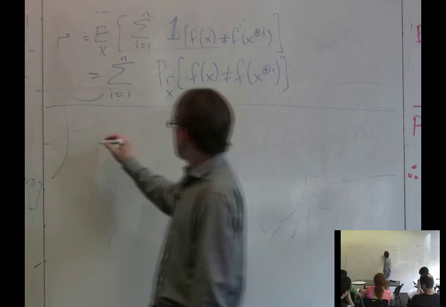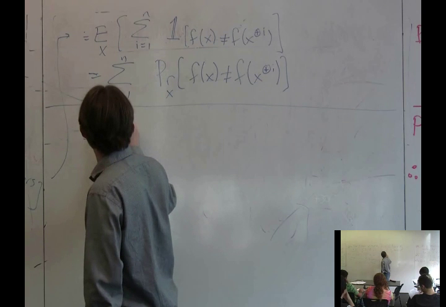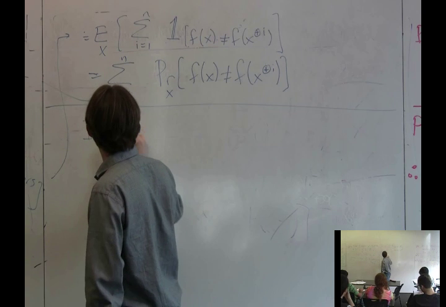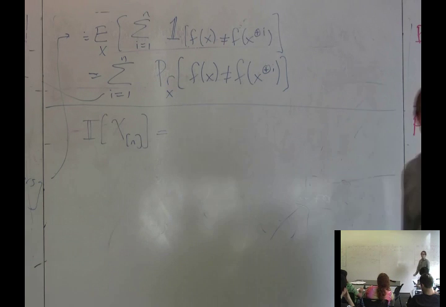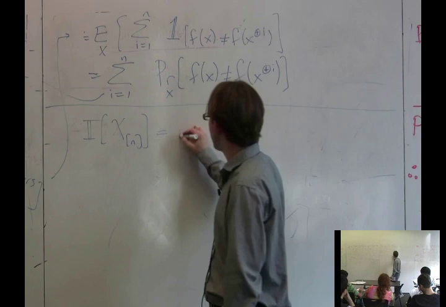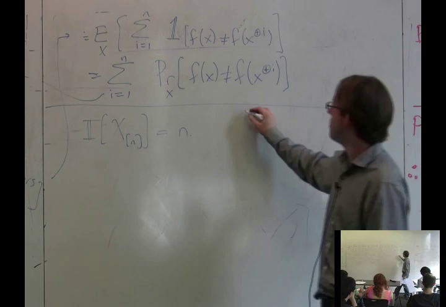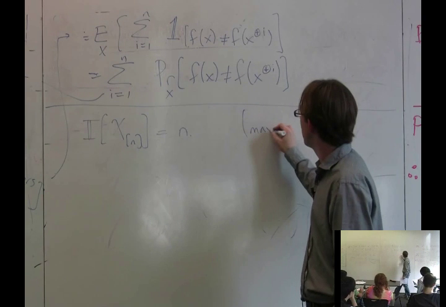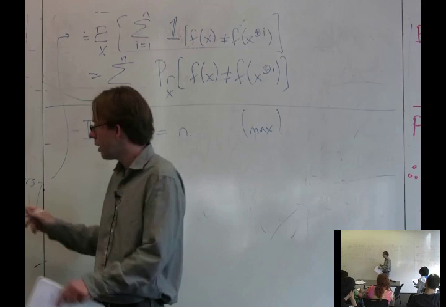So in fact, just to make sure that we're all on the same page, what is the total influence of the parity function on all the bits? n, that's right. Because everybody has influence 1, so you sum them up, you get n. And this is the maximum among Boolean valued functions. Equivalently, for every outcome x, every voter is pivotal.